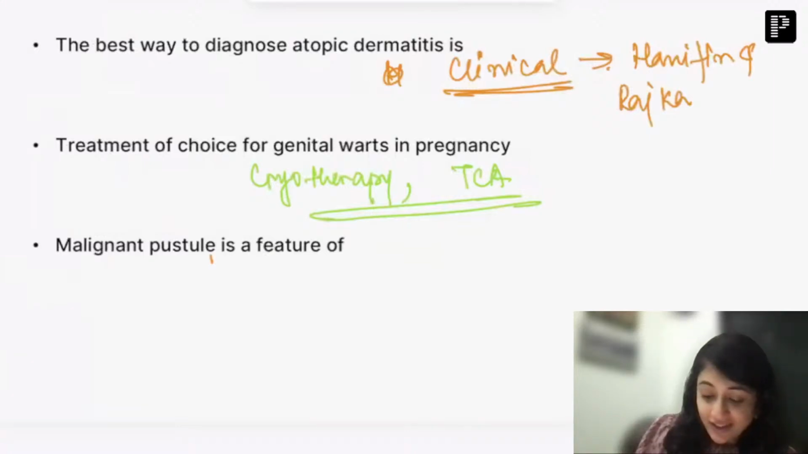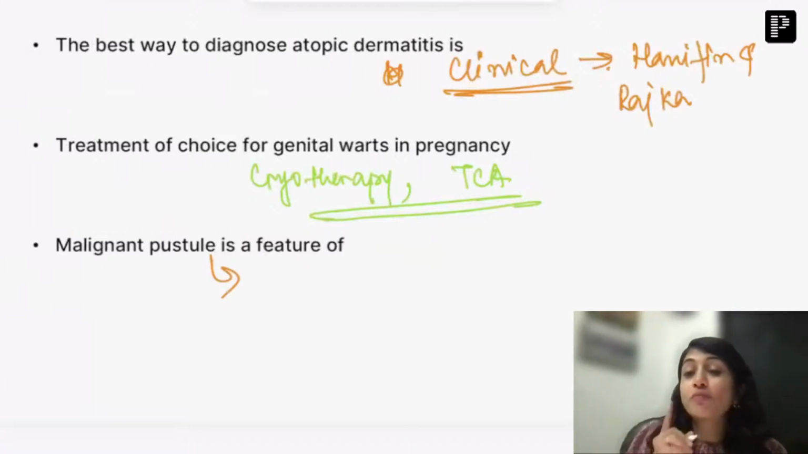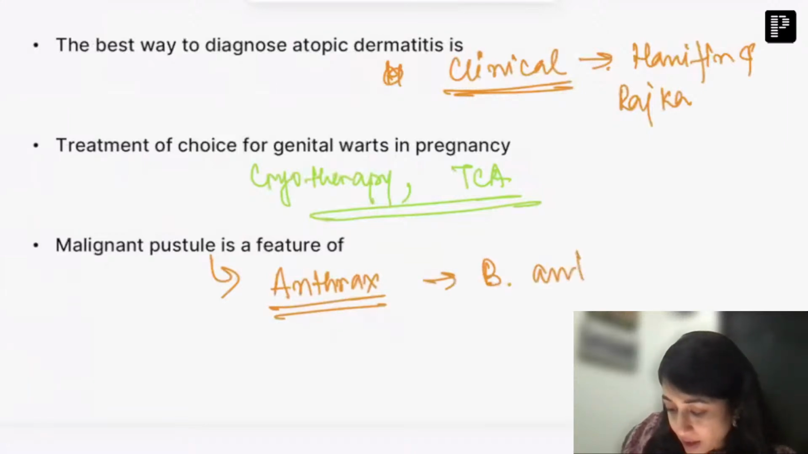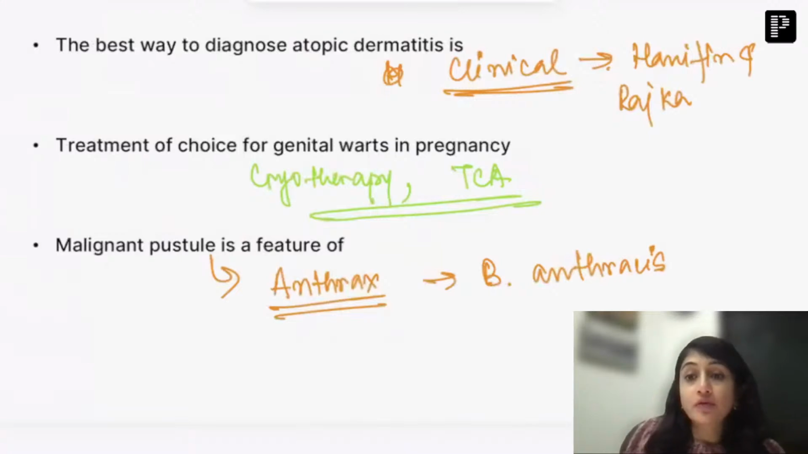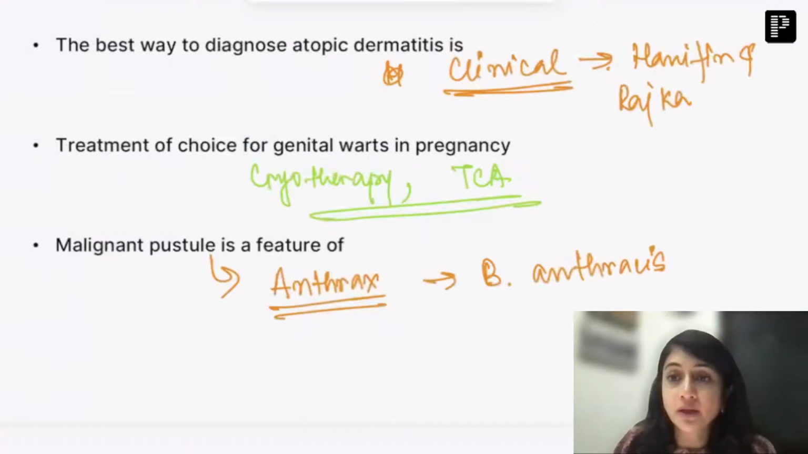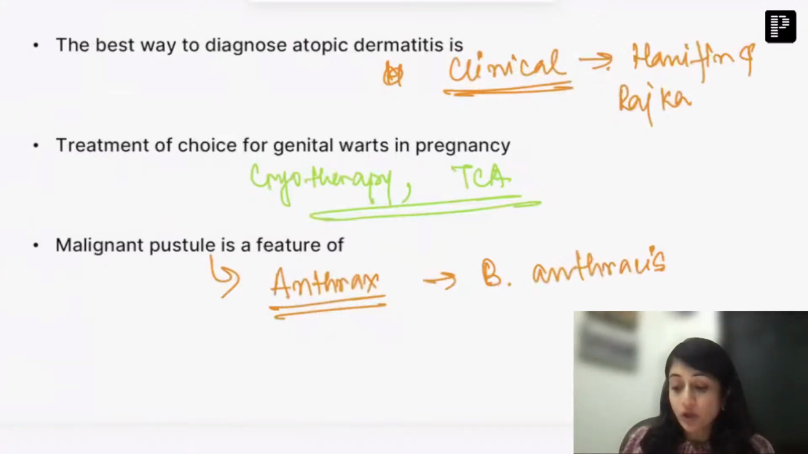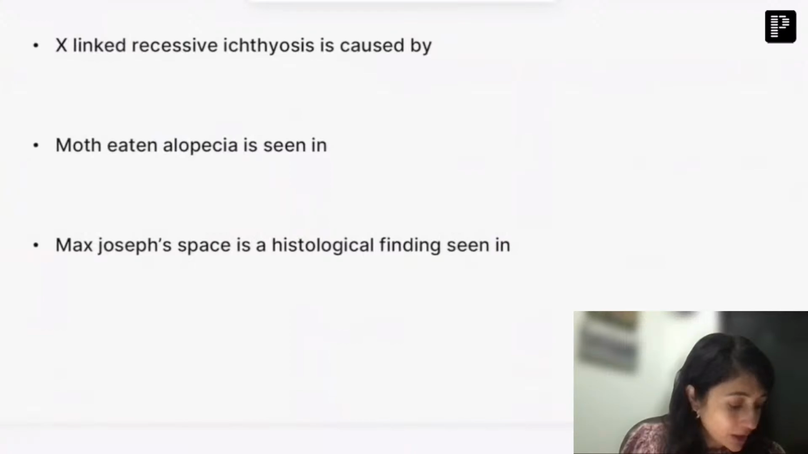I guess yes. So malignant pustule is a feature of bacterial infection called anthrax, which is caused by Bacillus anthracis. It is a zoonotic infection. Nothing about this lesion is malignant, nor is it a pustule, but it is called malignant pustule because it does not look good. The classical feature of anthrax is malignant pustule, and it is caused by a bacillus called Bacillus anthracis, not TB. Please don't mark TB. It is anthrax, caused by Bacillus anthracis, right?